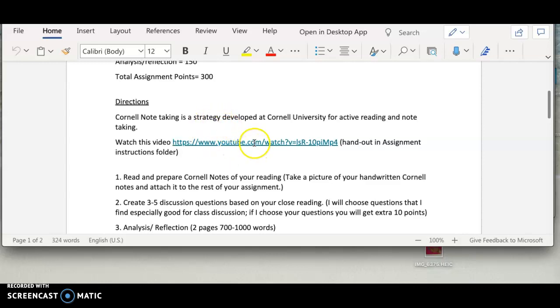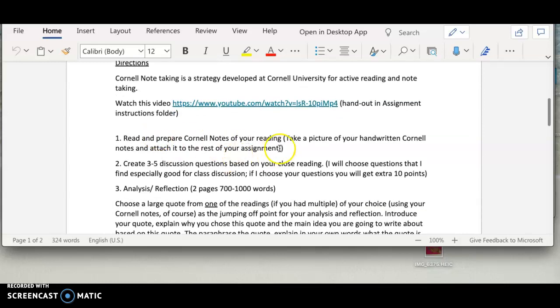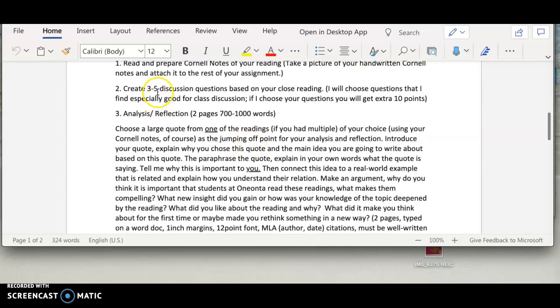So the first thing I'm saying is, Cornell Notes is a strategy for taking notes. And there's this video that you can watch. You can just click on it, and it tells you what Cornell Notes are and how they work. The first thing you need to do is prepare your Cornell Notes. That means actually writing out the notes in the different sections. And if you have written them out, then attach the notes to the rest of your assignment when you turn it in. You have to create 3 to 5 discussion questions based on your reading.